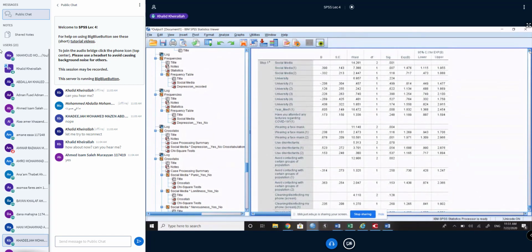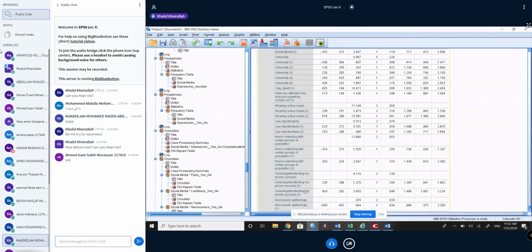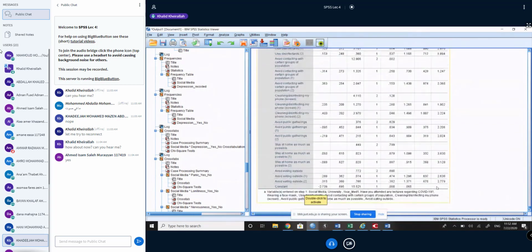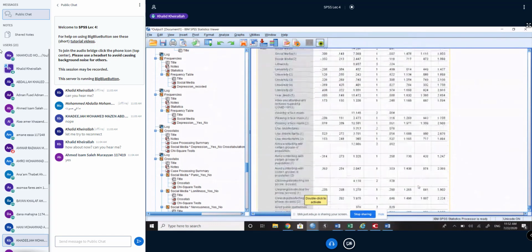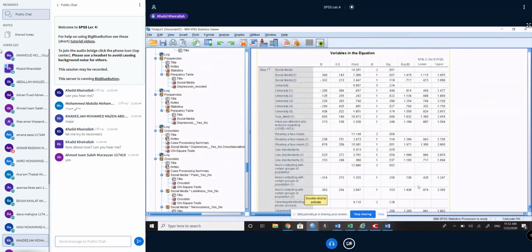Now, this is affecting the effect of social media, university, clinical versus non-clinical years, attending a lecture, wearing a mask, using disinfectant, avoiding contact with certain groups of people, okay? Cleaning, disinfecting phones, avoiding public gatherings, and avoiding eating outside. So this relationship has become way bigger than what we actually wanted it to be. And the more variables you add to this relationship, the more problems you're going to have, because this is going to affect the relationships that you are assessing.